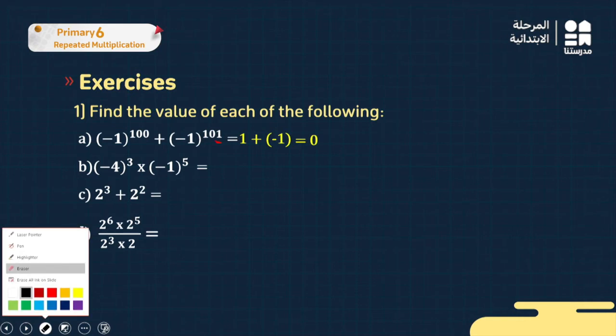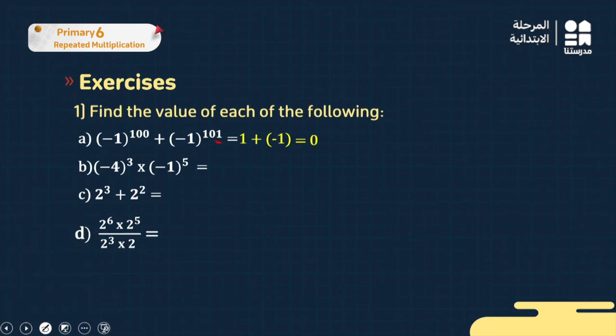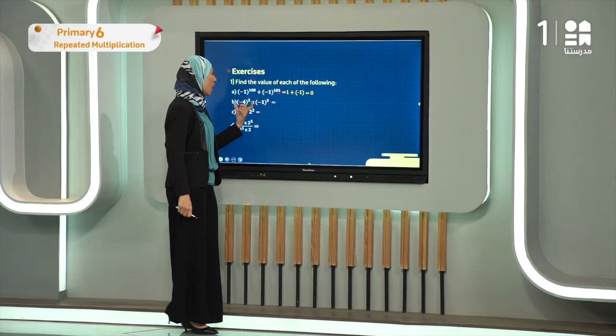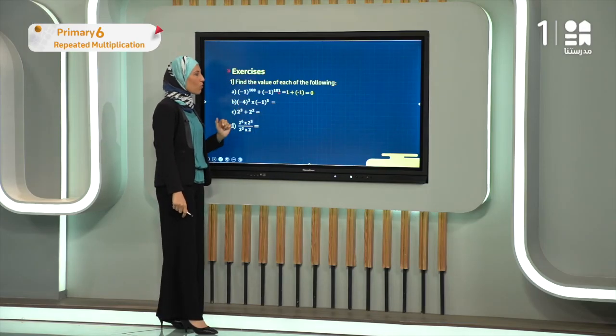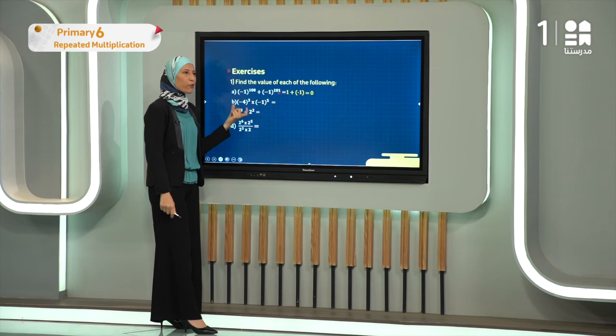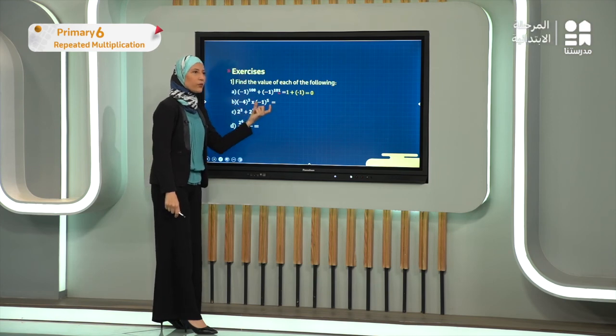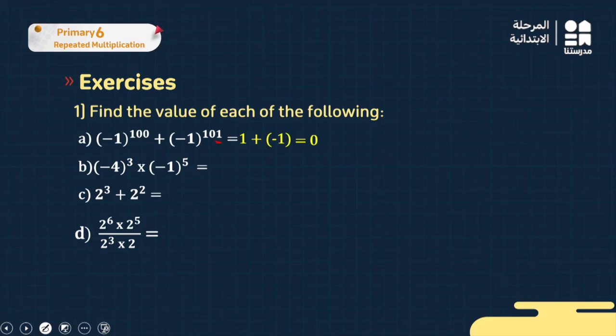Negative 4 to the power of 3 times negative 1 to the power of 5. First of all, to use the rule I talked about, I must have the same base. Do I have the same base here? No. The first one is negative 4, and the second base is negative 1. So I cannot use my rule here. I am going to do each one alone.